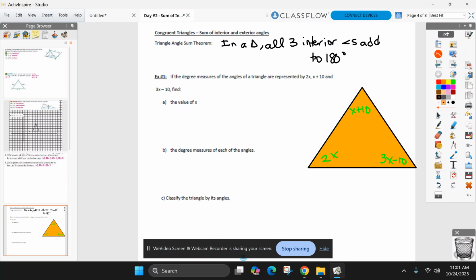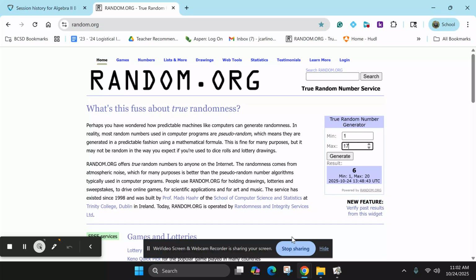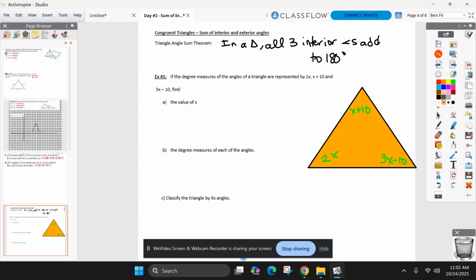And I'm asking you to find x in part A. Find the value of x. We do not know any of these angles are congruent, but I do know what about all three, so I can set up an equation. What do I know, Isabel, about all three? So let's add them up and set them equal to 180. The 2x, the x plus 10, along with the 3x minus 10. Yes, they all add up to be 180 degrees. Go ahead, solve for x.